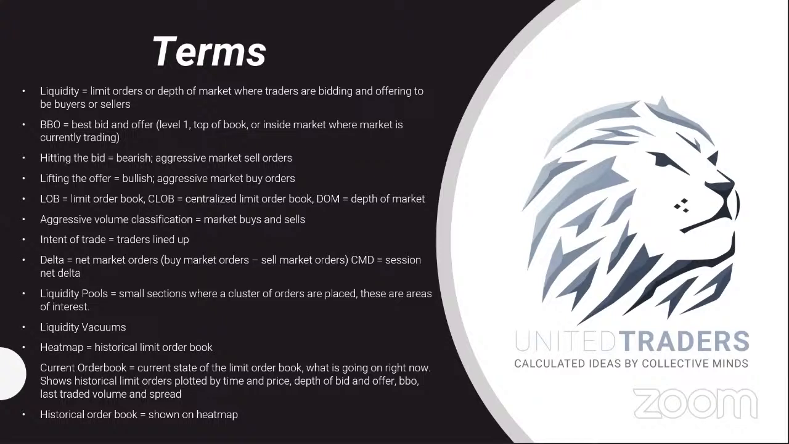Heat map is your historical limit order book. The current order book is the current state of the limit order book. That's what's going on right now at this specific point in time. And that's like on the Bookmap page I showed you previously, it's on the right side of that vertical blue line. So that's the current order book. And the historical order book is what they show on the heat map to the left of that vertical line.